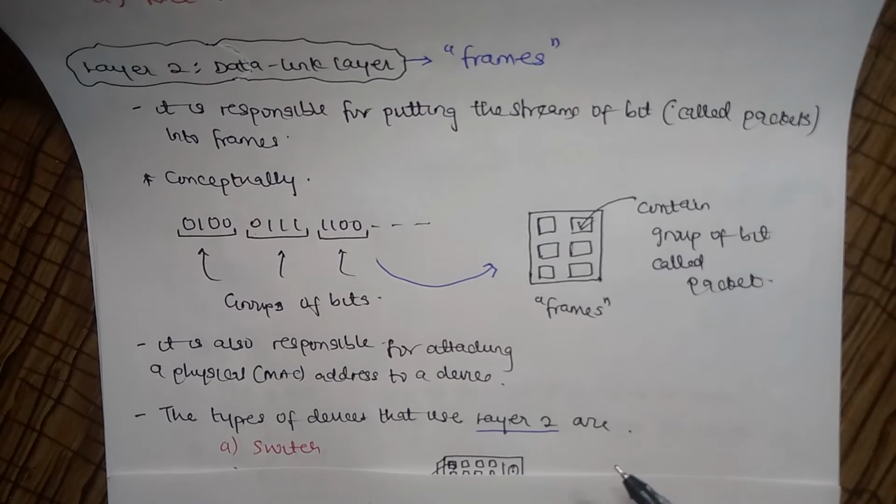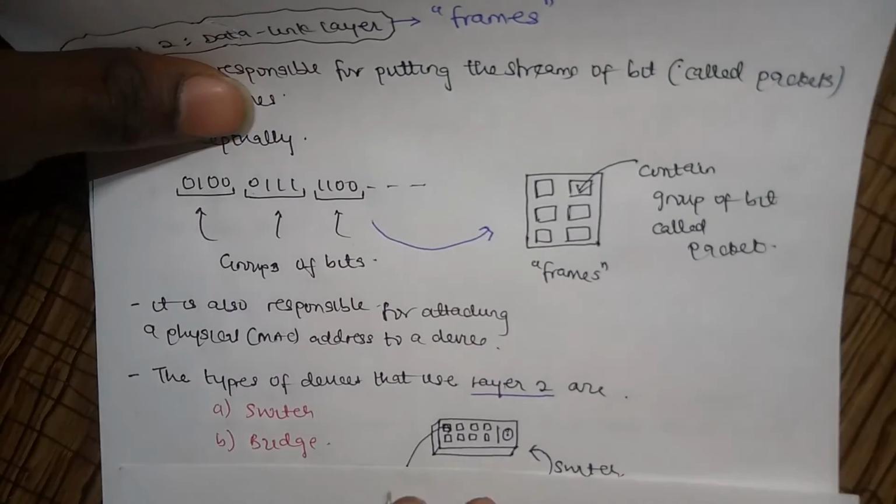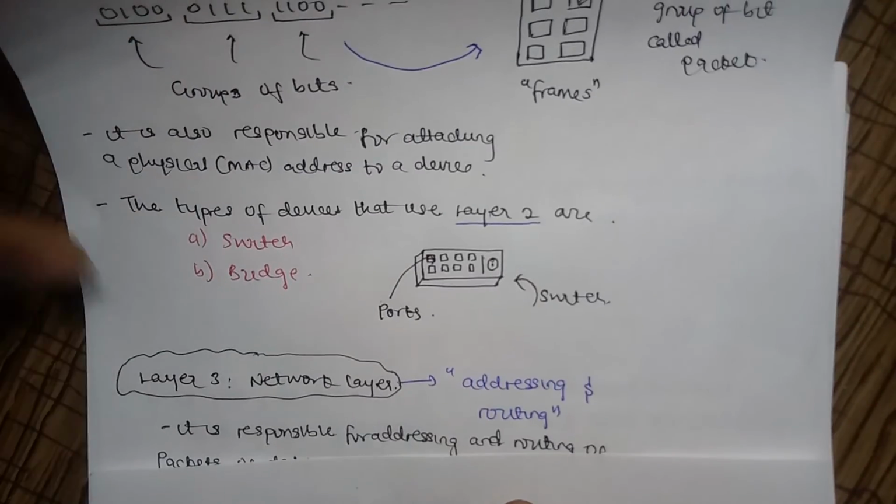What is a physical MAC address? You know, every building has an address, and as they have an address, it allows you to locate each and every house in a street or in a particular location, right? So likewise, the data link layer is responsible for attaching a physical address, a MAC address, to a device. Now, the devices that reside in this layer two are the switch and the bridge, right? Because they deal with what? The MAC address. So let's proceed to the next layer.